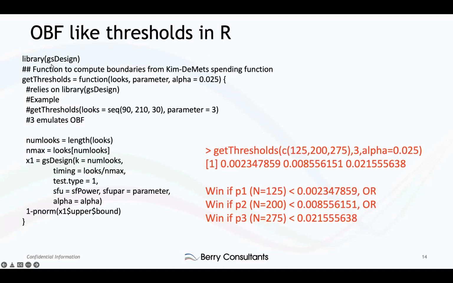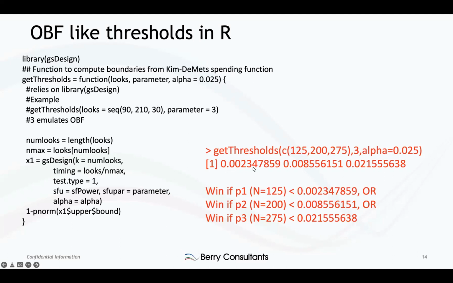Library gsDesign. There's a new version of gsDesign out as well, so this is starting to be dated. This part of it wasn't changed, so it's still reasonable. But I've got the function written here using that. And so you can see how I got my thresholds here for 125, 200, and 275.